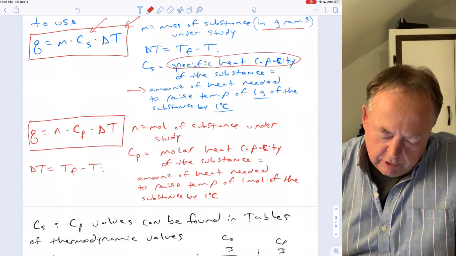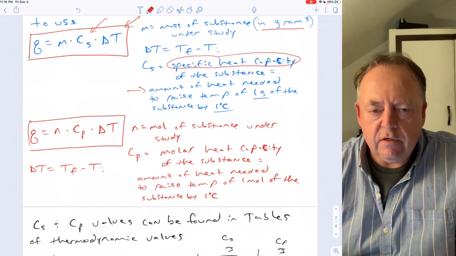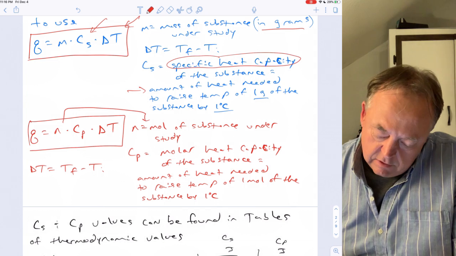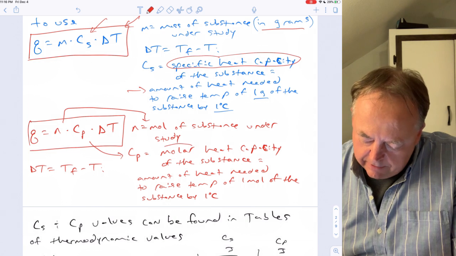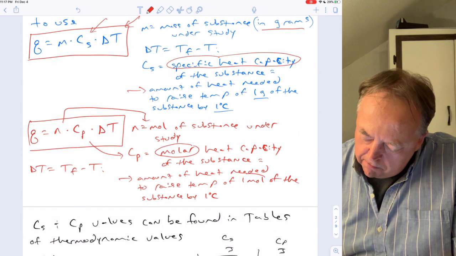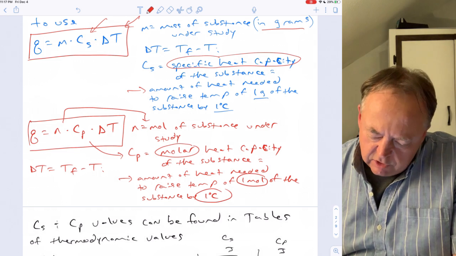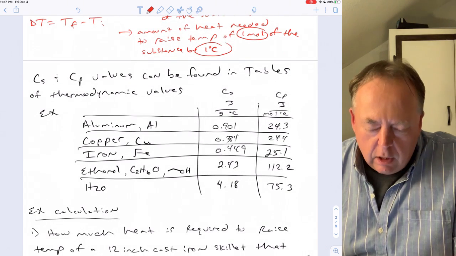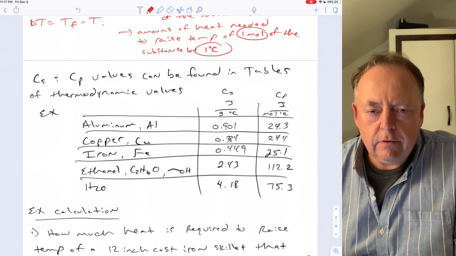Or a similar equation, Q is equal to n C sub P delta T. The only difference between the two equations is one is dealing with grams and one is dealing with moles of the substance. Here, n is the moles of the substance under study, and C sub P is the molar heat capacity. So it's the amount of heat needed to raise the temperature of 1 mole of the substance by 1 degree Celsius.